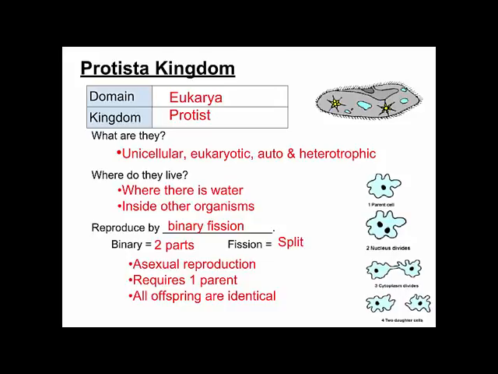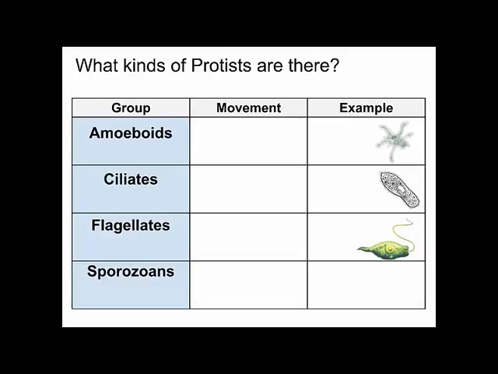So those are some basics about protists in general. And when we look at protists, they are classified based on how they move. And there's 4 groups that we're going to learn about. Amoeboids, ciliates, flagellates, and sporozoans.